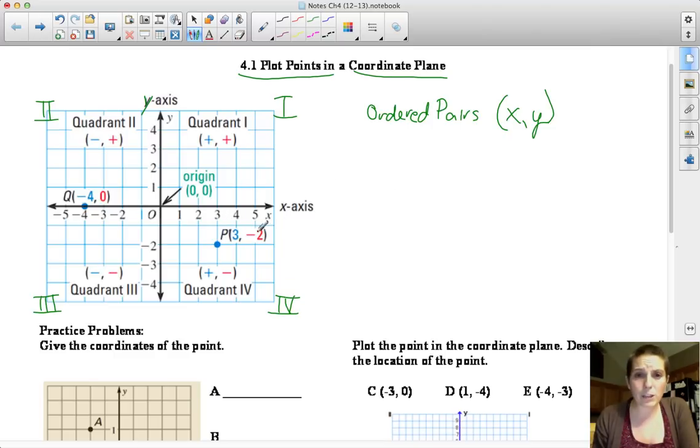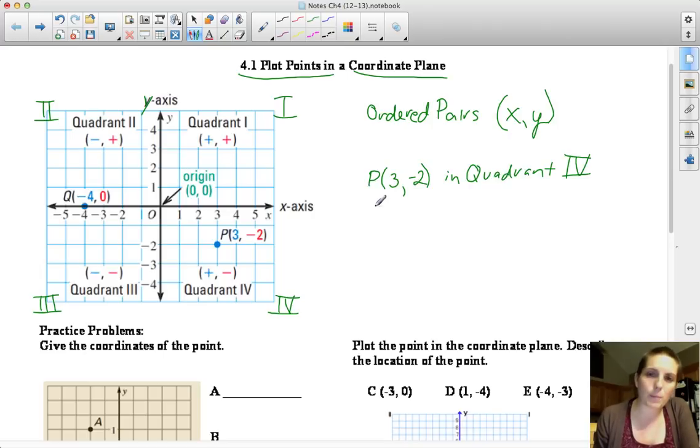So, if we look here at this point P, we could be asked, what are its coordinates? In this case, that point has the coordinates 3, -2. And we could be asked to describe its location, and it's in the 4th quadrant. But when we normally name these, just using that Roman numeral will tell me that you're in the quadrant. So IV is enough. You don't need to put in quadrant.